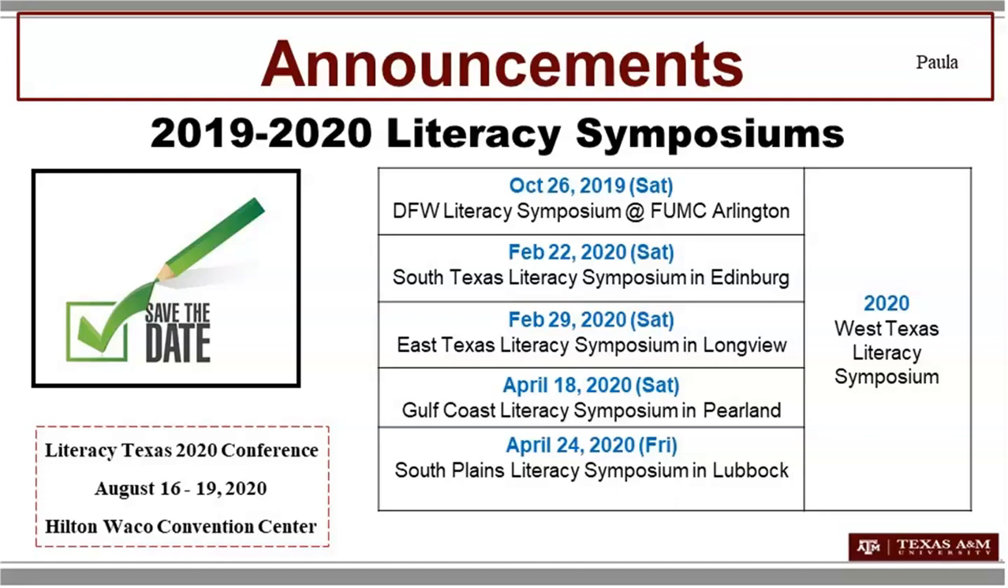The one thing I do want to add is that our Literacy Texas 2020 conference will be August 16th through 19th next summer, and it'll be in the same place as a previous conference, at the Hilton Waco Convention Center. Registration won't happen until February, and I'll give you a link at that time.